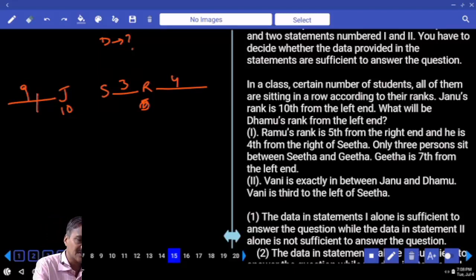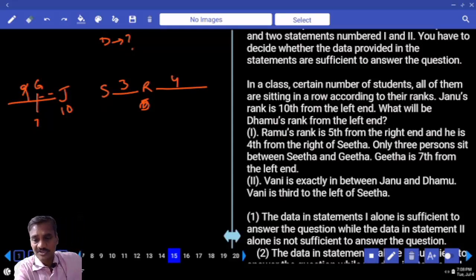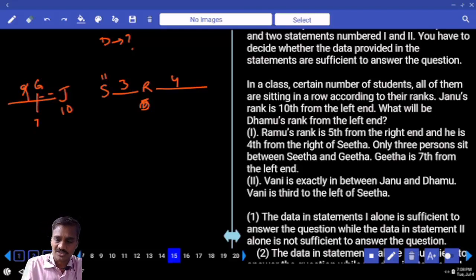Now where is this Gita? Gita is 7th from the left hand, and there are 3 persons in between. 3 persons between whom? 3 persons between Sita and Gita. And Sita must be 11th. Now no information about Damu at all. And so statement 1 alone is not sufficient.